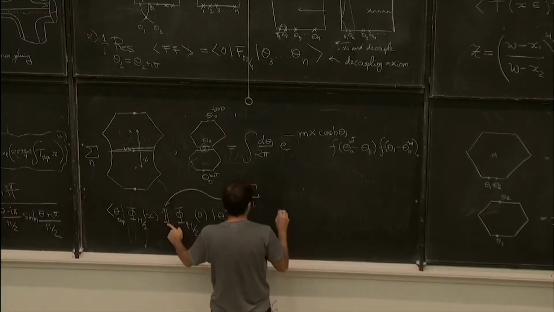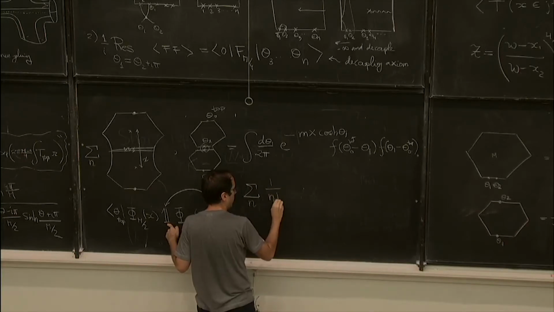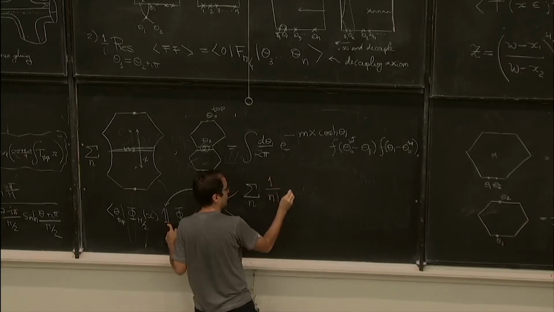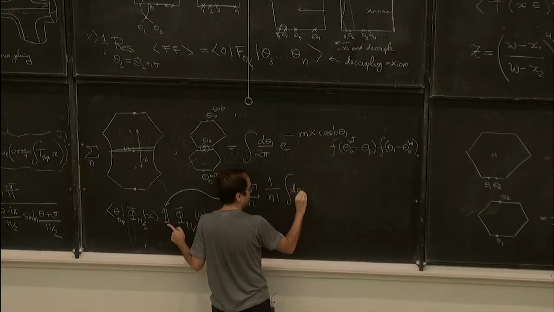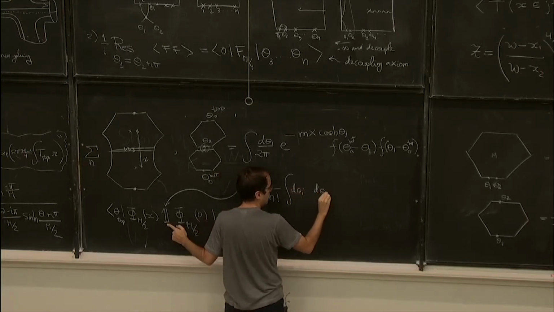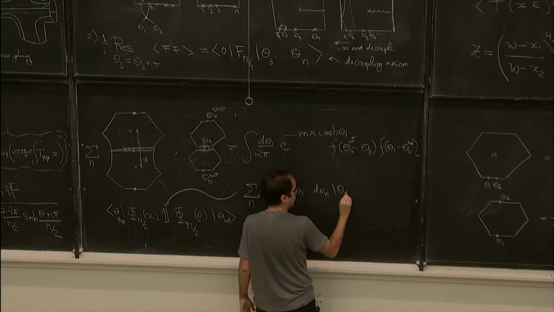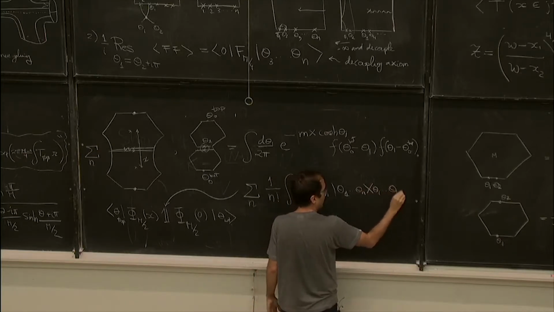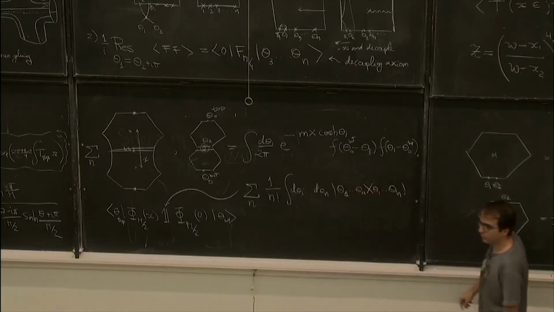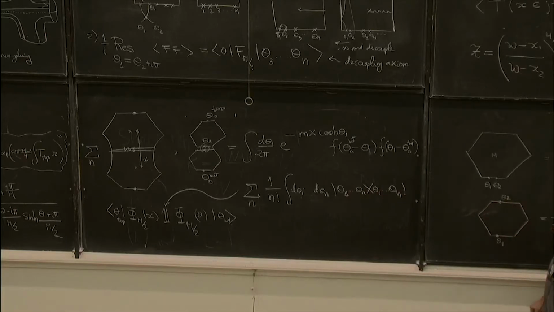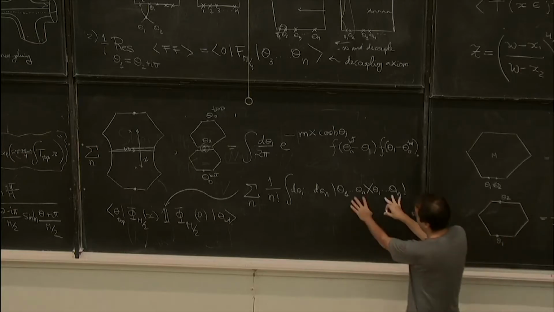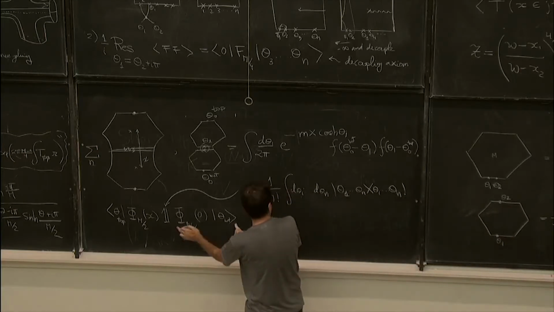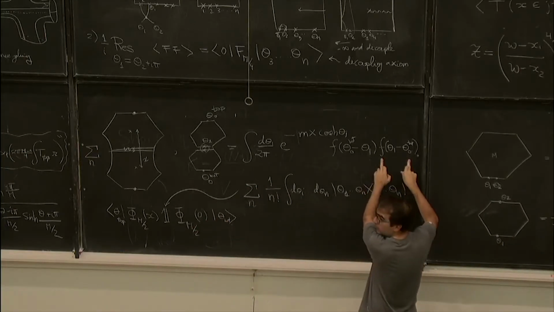It's the sum over n, 1 over n factorial, because all these particles are indistinguishable, integral d theta 1 up to d theta n, and then states theta 1 up to theta n, theta 1 up to theta n. This will be what I will do for resolving the identity for the free boson. Any number of particles that I can put. Then when I put it here, this object gives me the form factor. That's what I wrote here.